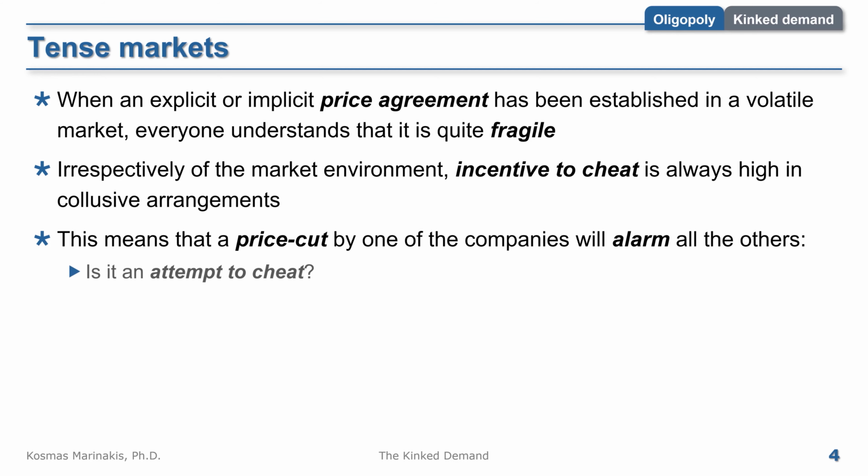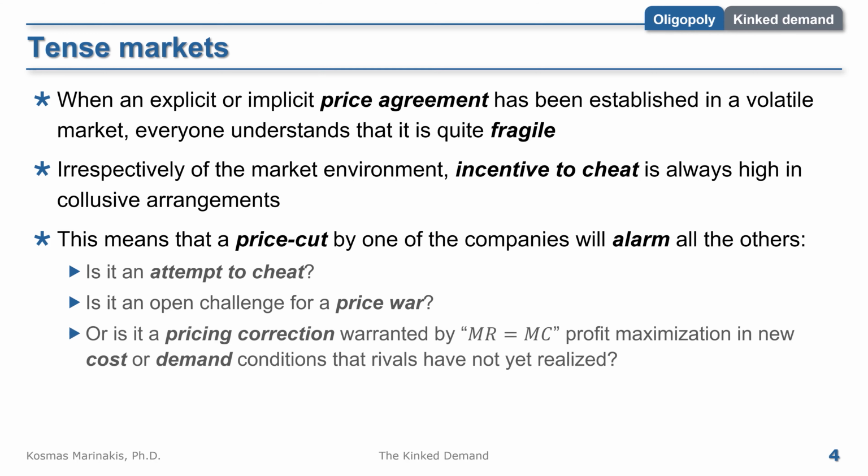Should they take this as an attempt of cheating? Should they take it as a challenge for a price war? Or is it a hint by the rival that the market conditions have changed, a signal like what we are doing so far must be revised? We have a new MR equal to MC outcome, and we must update the agreement to the new market status.